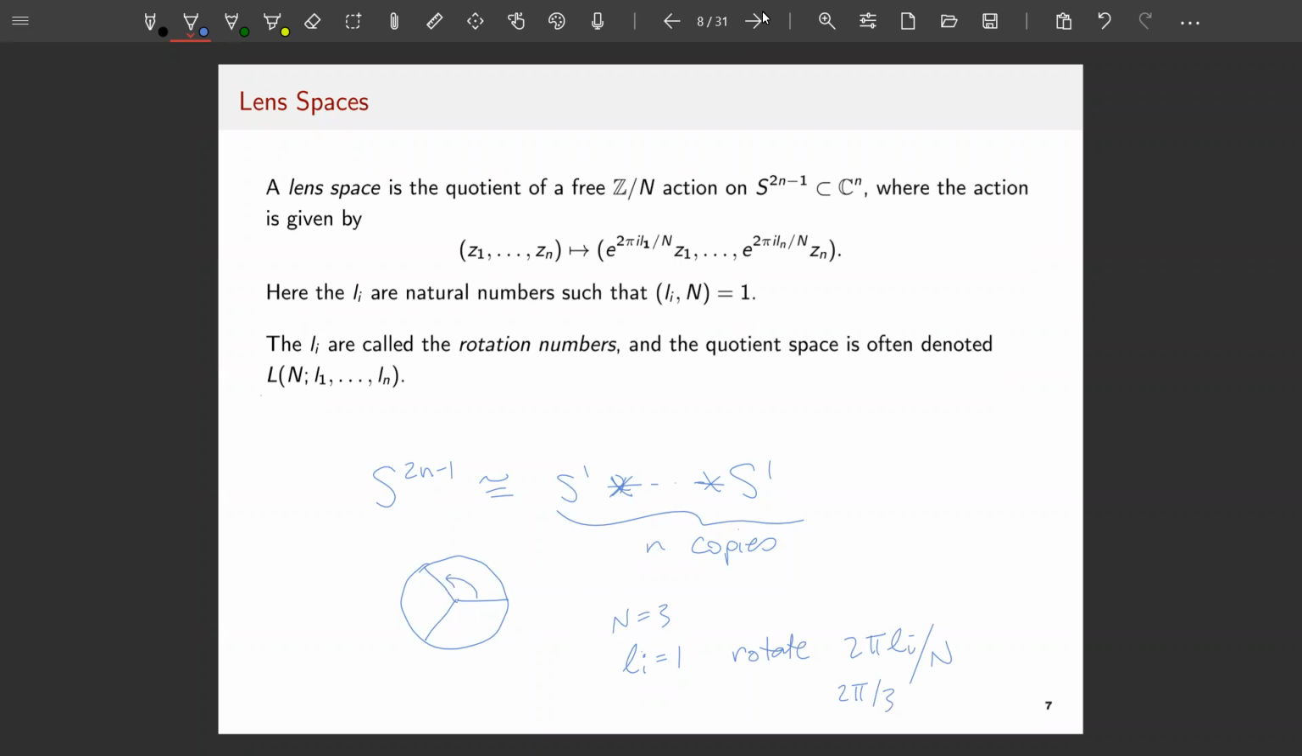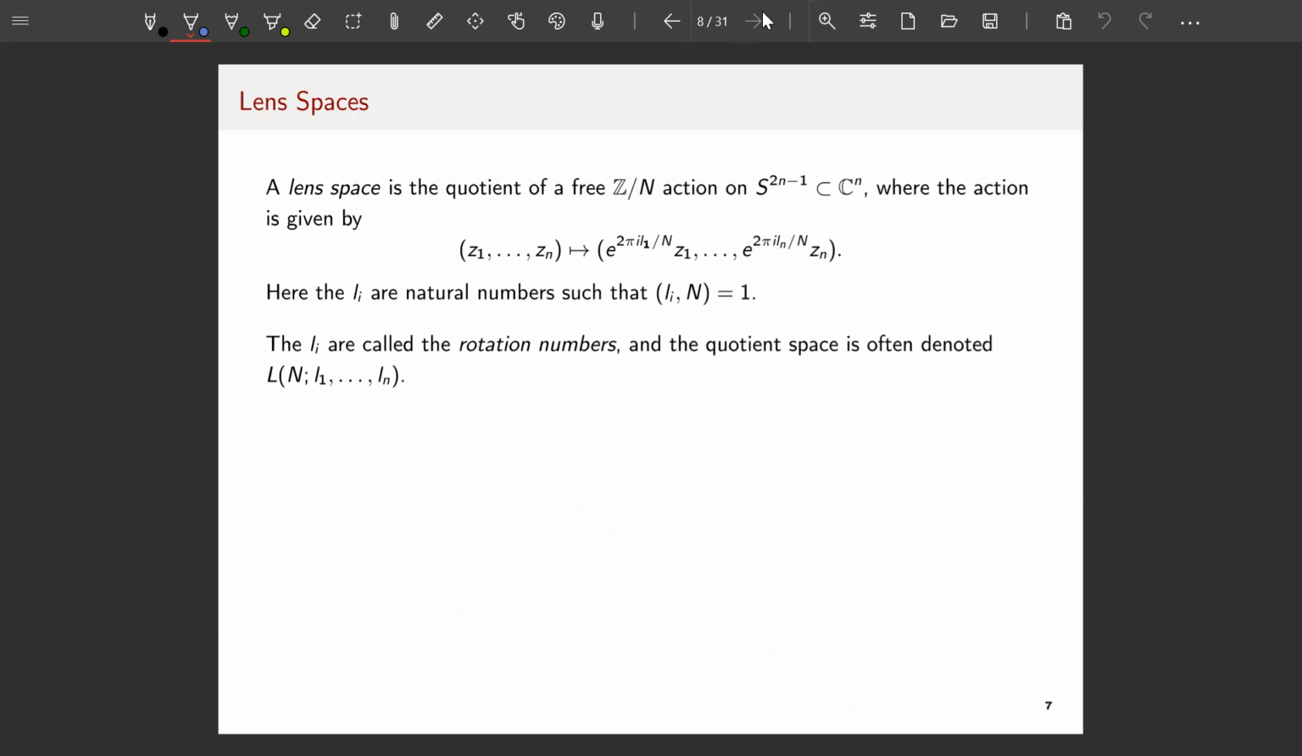And so we often write it as L, where you indicate the n in your group and then all the rotation numbers that are associated with it. Okay, so this is a lens space. This is a classical lens space. They were originally defined just for S^3. They were 3-dimensional, and then it was extended to higher odd dimensions. Okay, so those are our lens spaces.